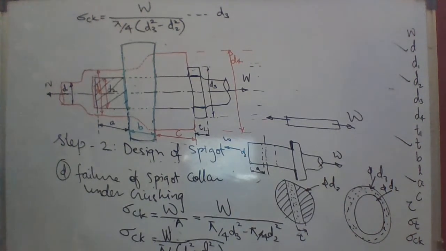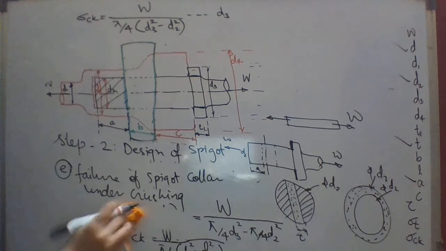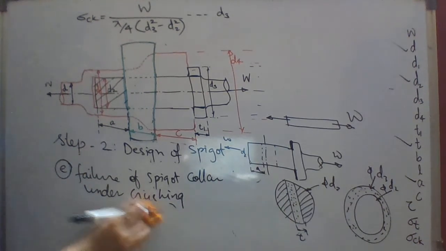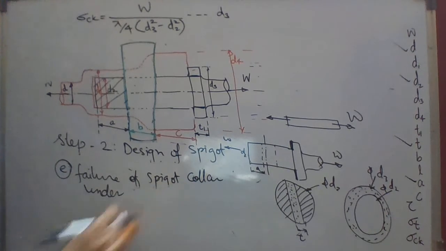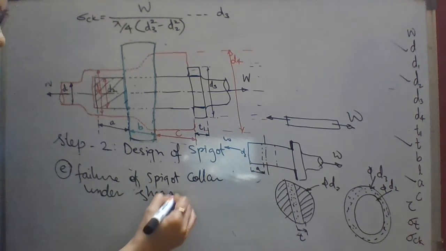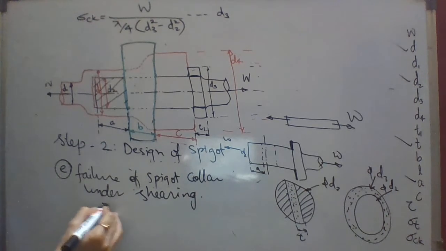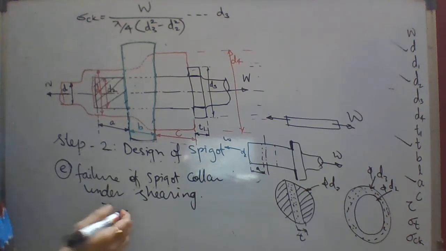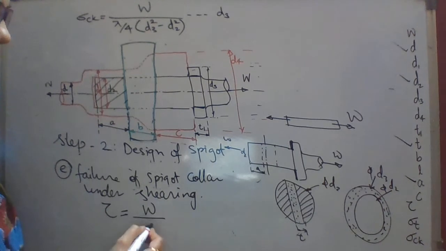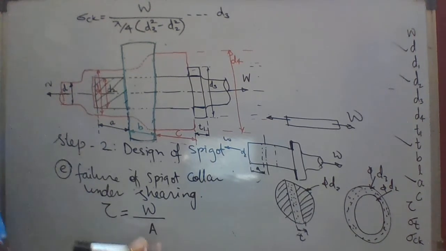You are very well aware of the punching shear. This is also the nature of the punching shear. So we'll see the next kind of failure which may be induced in the spigot. So failure of spigot collar under shearing. E. The fifth style of failure which may happen in the spigot is the failure of spigot collar under shearing. Now again our formula remains the same. This is shear stress, so we'll write tau. Tau will be equal to W upon A. But which area? The area which is under shear.